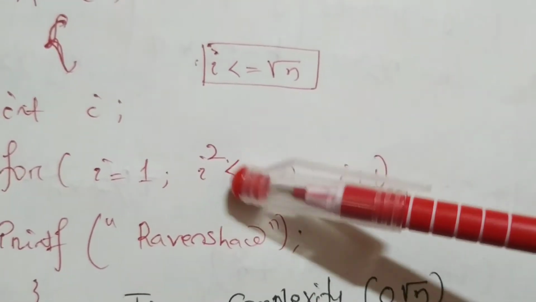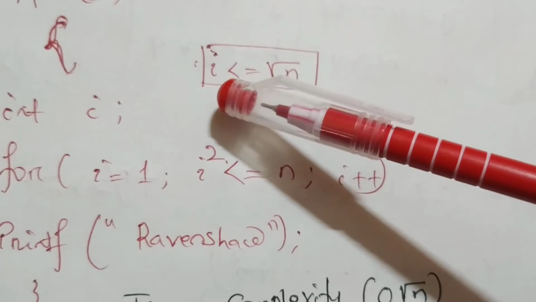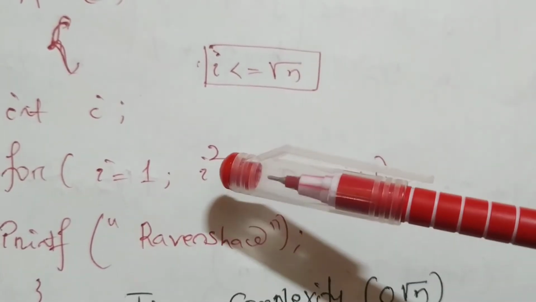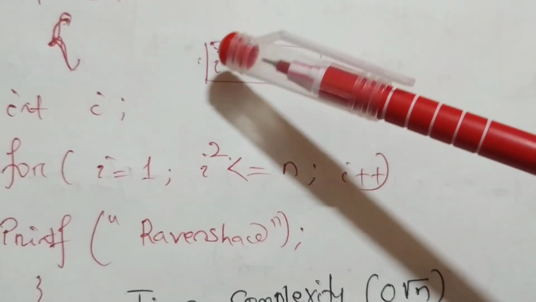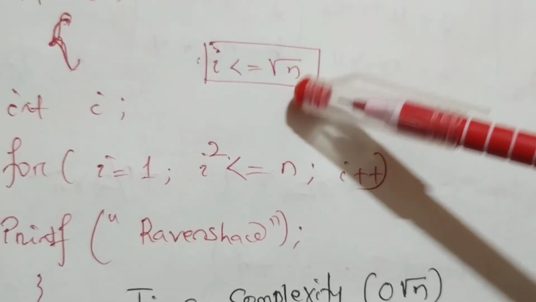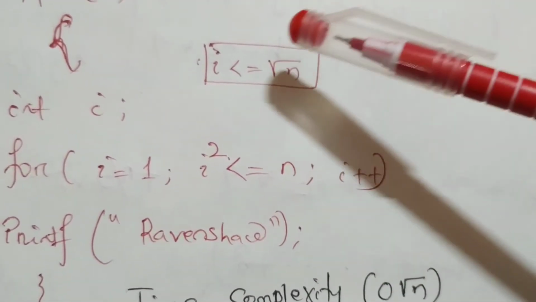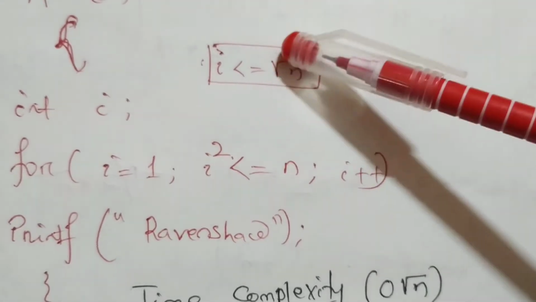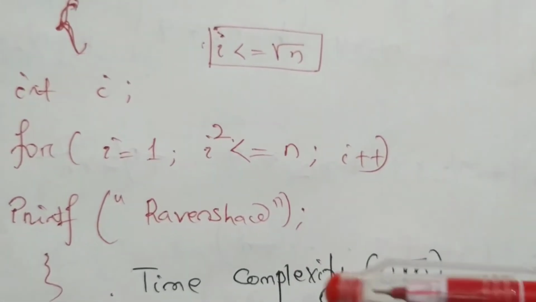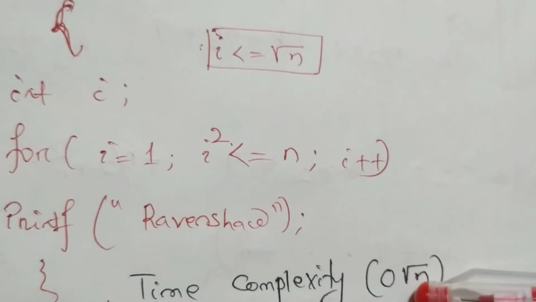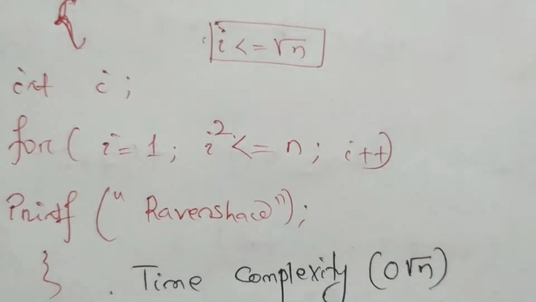So what does it mean? What is the condition i square less than or equal to n? We can write it simply as i less than or equal to root n. So this will execute up to how many times? Root n times. So the time complexity for this algorithm will become order of root n. Okay, hope you understand this.